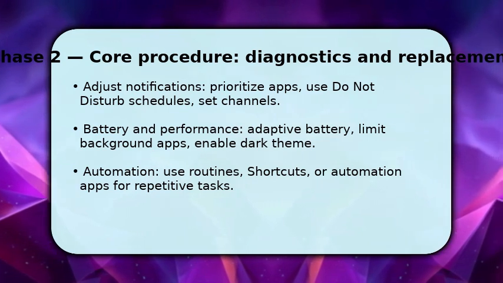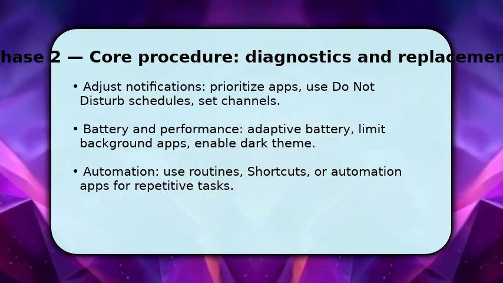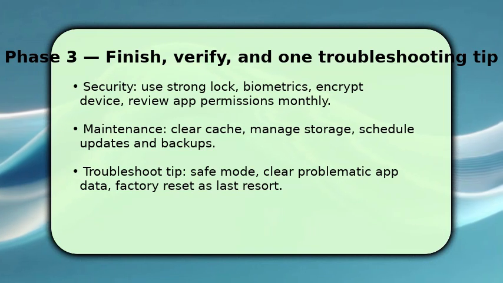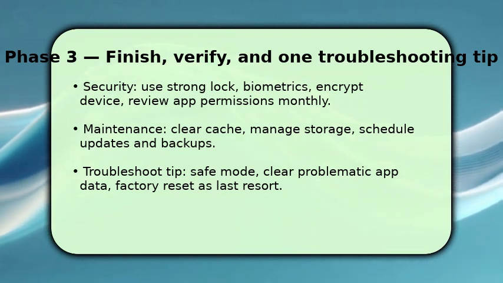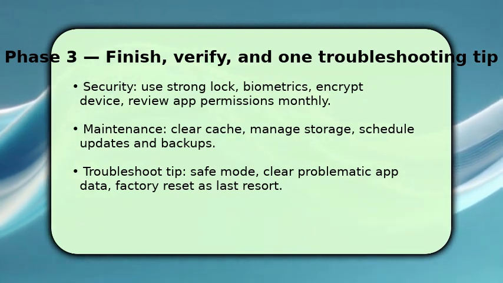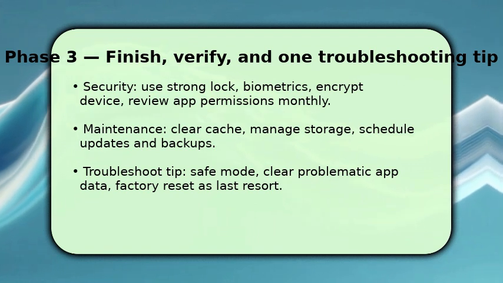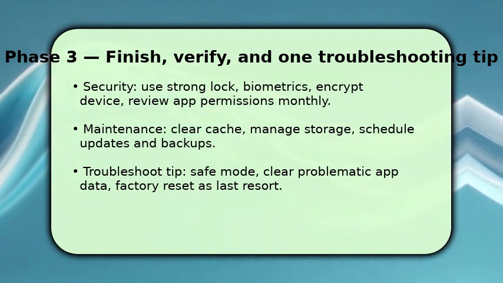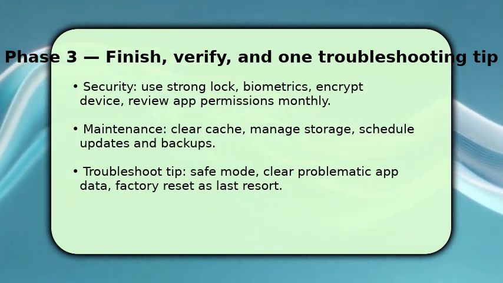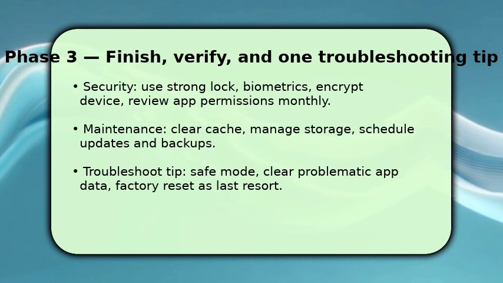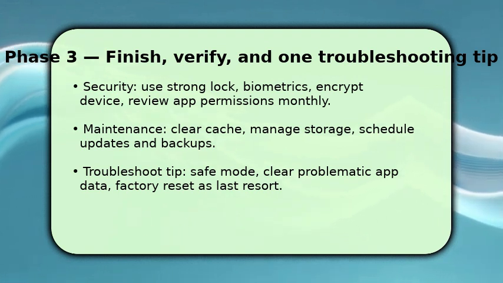Finish by locking down and maintaining your device. Set a strong screen lock plus biometrics, confirm device encryption, and audit app permissions regularly so apps only access what they need. Schedule weekly or monthly maintenance. Clear cache for sluggish apps, manage storage, and run updates on a stable Wi-Fi connection.